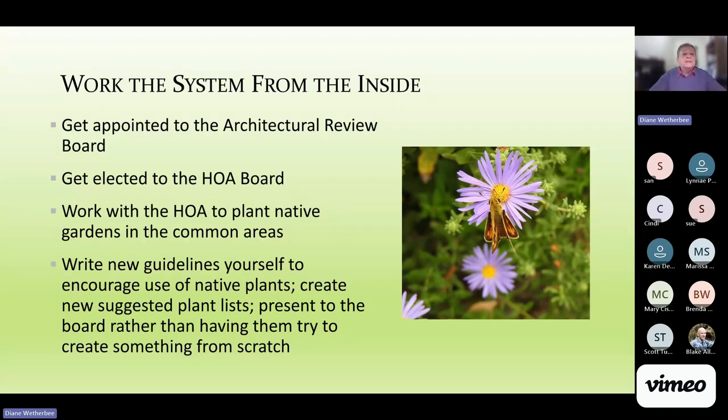Better yet, get elected to the HOA board, because they're the ultimate authority when it comes to the rules and regulations. Work with the HOA to plant native gardens in the common areas.